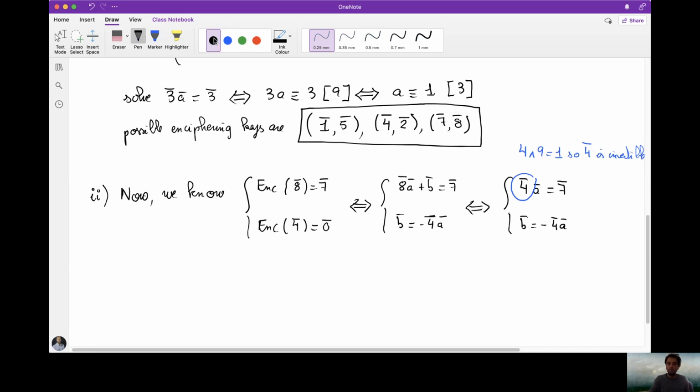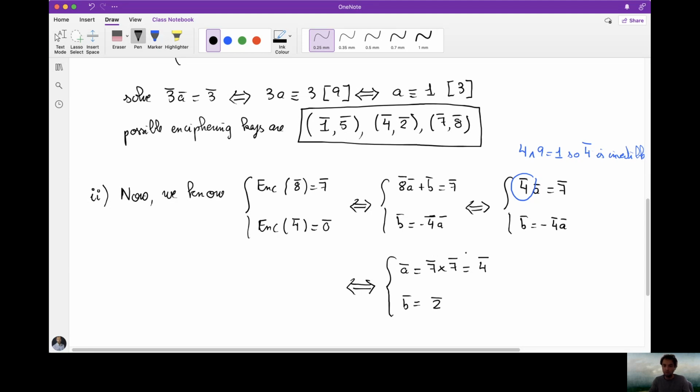Okay, what is the inverse of 4? Well, you can either use the extended Euclidean algorithm, or in this simple case just find it by hand. So we need a number such that 4 times it modulo 9 is equal to 1, and you can just check many of them, and 4 times 7 is 28. 28 is 1 modulo 9, so the inverse of 4 is 7, okay? So we get a is equal to 7 times 7, which is 49. 49 modulo 9 is 4, and b is minus 16. Minus 16 is 2, okay?